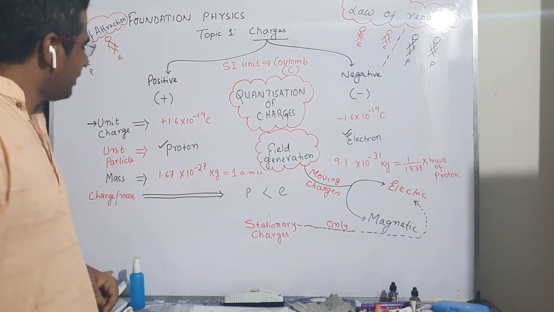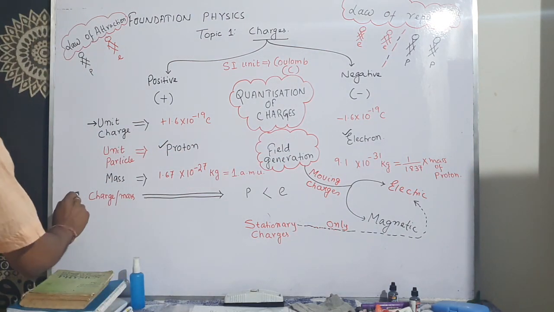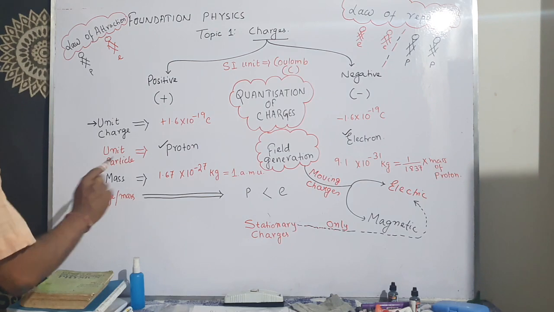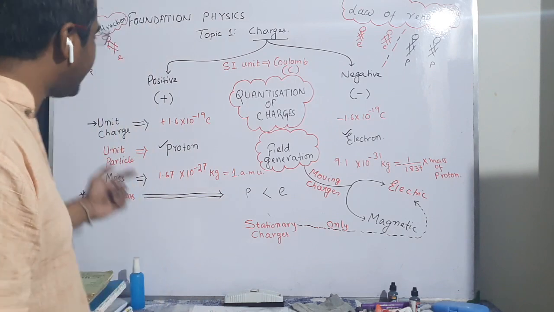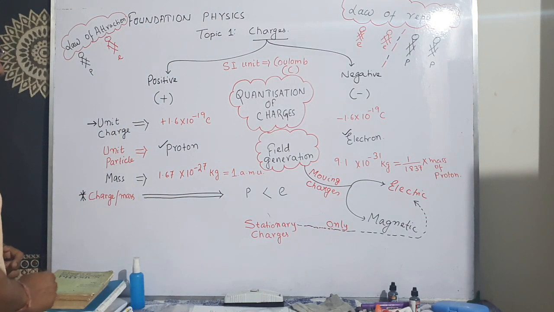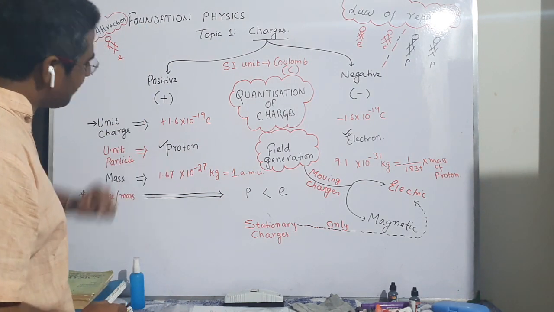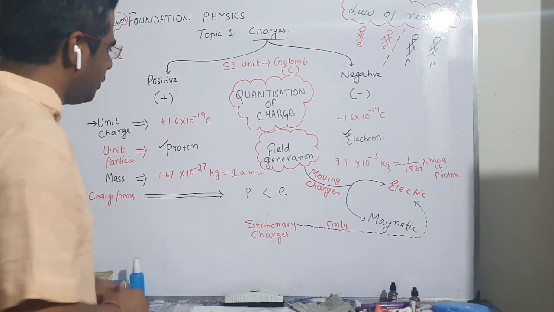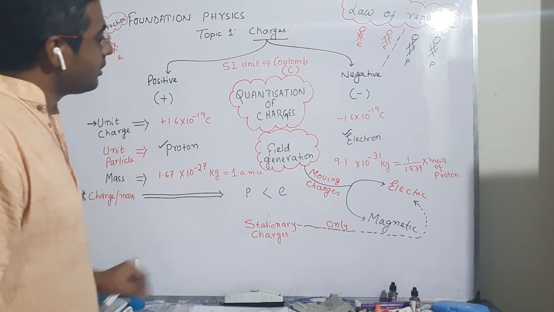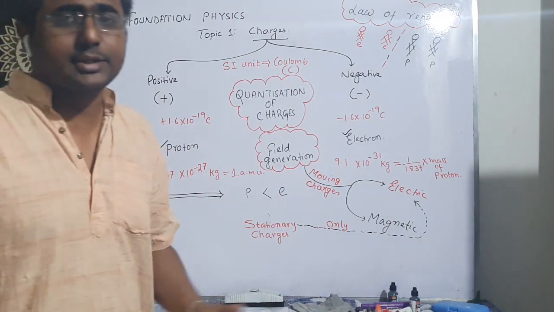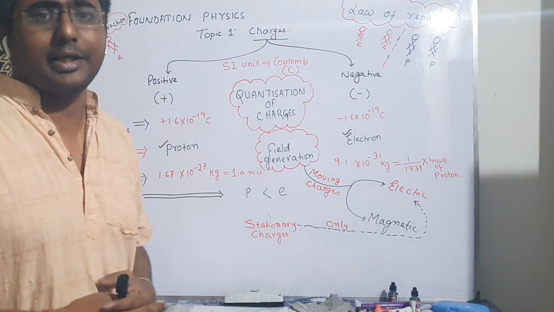Correct? Next, a very important part not taught well, at least at class 9th and 10th level, but it should be taught, that is charge by mass ratio. What is charge by mass ratio? You divide the charge by the mass and find out the charge by mass ratio. What is important is whether proton or electron, in which case the charge by mass ratio is higher.